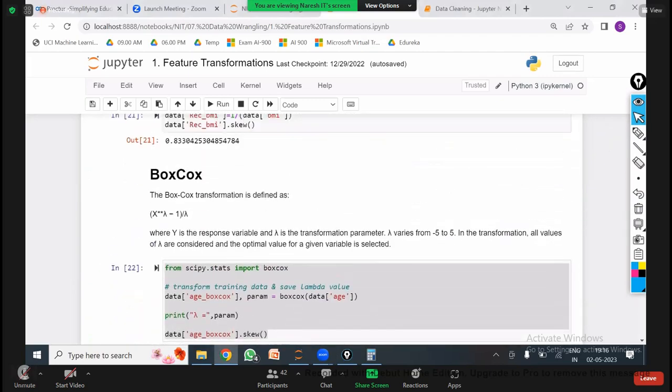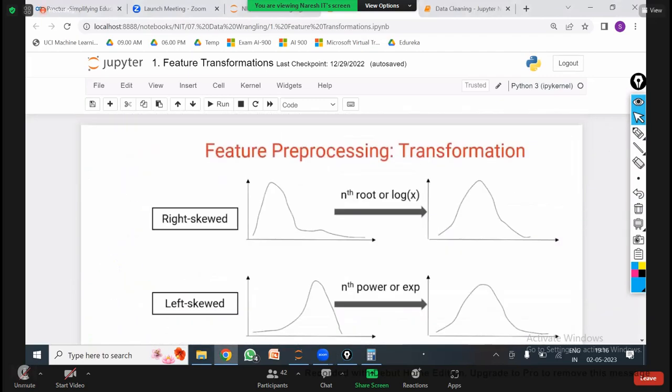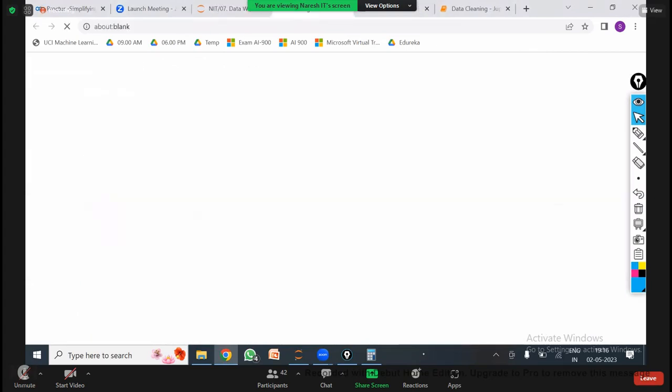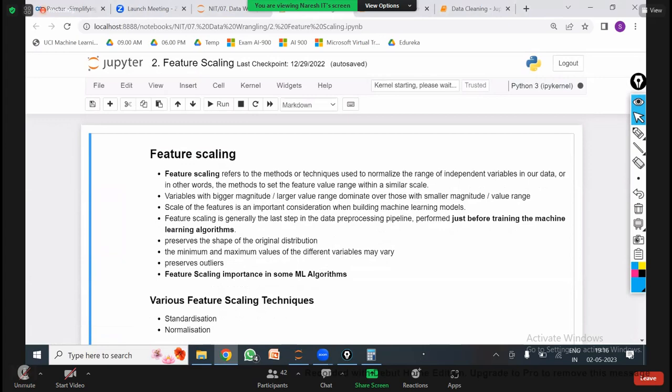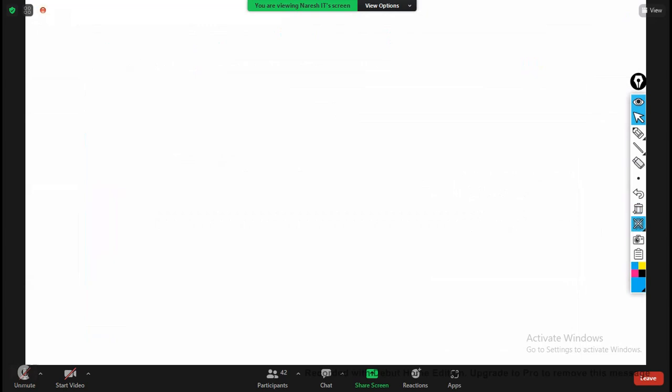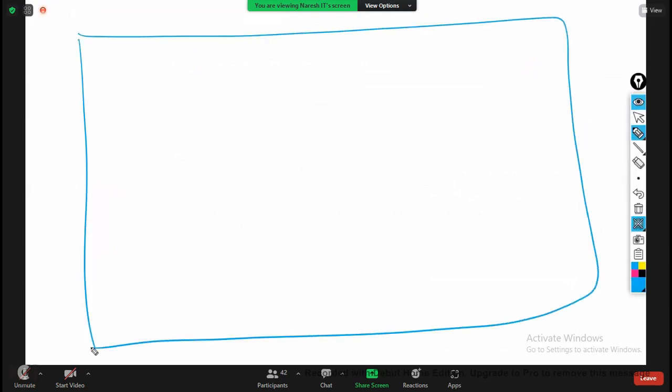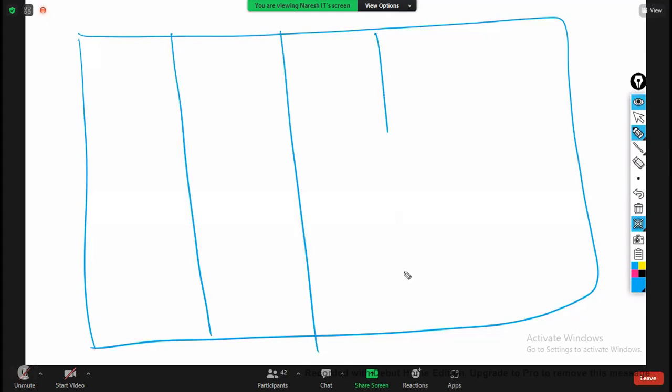Done? Any questions? So in this way, we do feature transformation. The next concept is called feature scaling. Now, this is one of the most important ones, the most important out of all of them. Scaling: we have to scale down the data. What is meant by that and why do we have to do it?